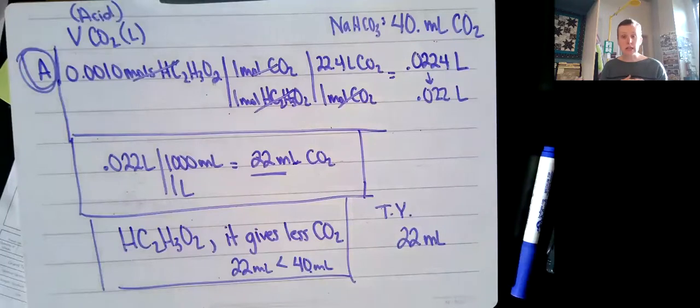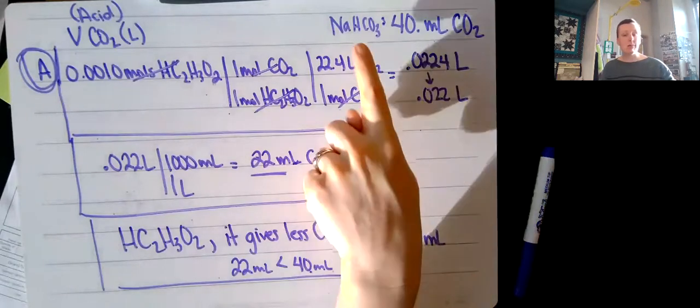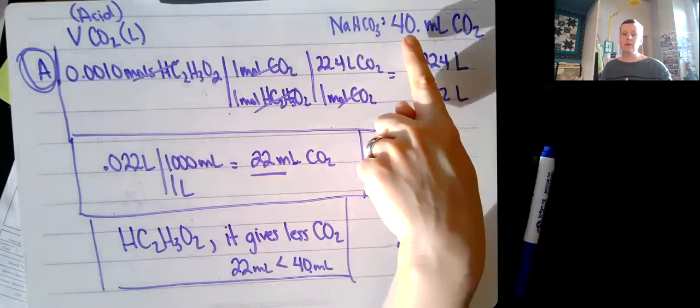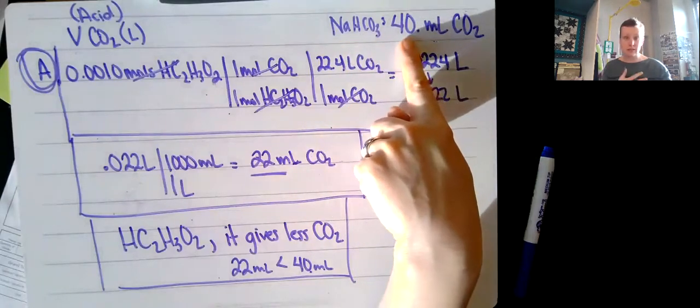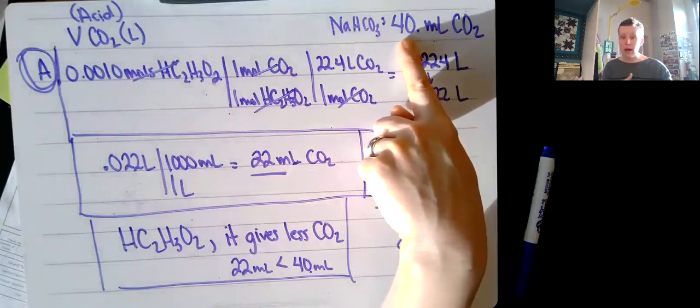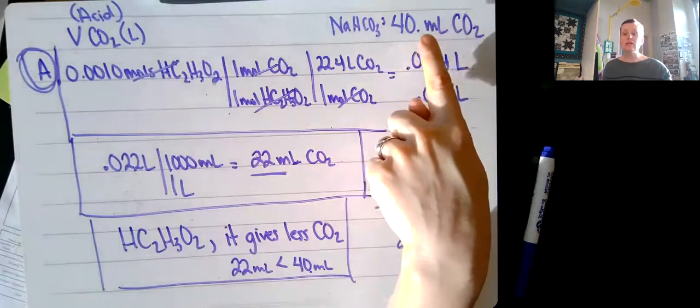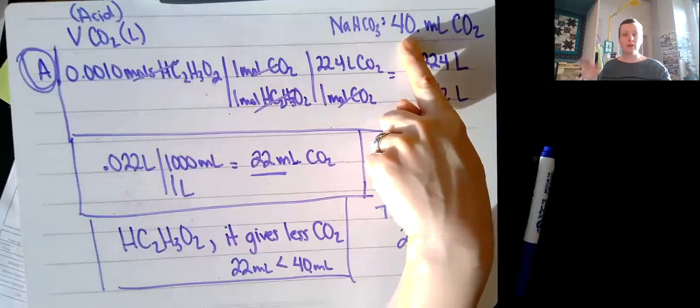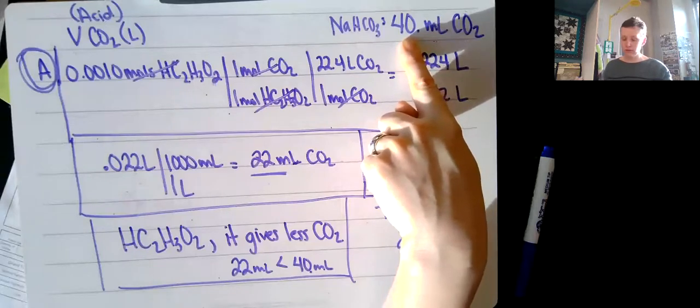For reaction C, the volume of CO2 in milliliters should be 67. Your limiting reactant is baking soda, NaHCO3, sodium bicarbonate, because it only makes 40. 40 is way less than 67. Baking soda runs out, reaction stops. So your theoretical yield is 40, not 67, 40. The lower number is your theoretical yield.